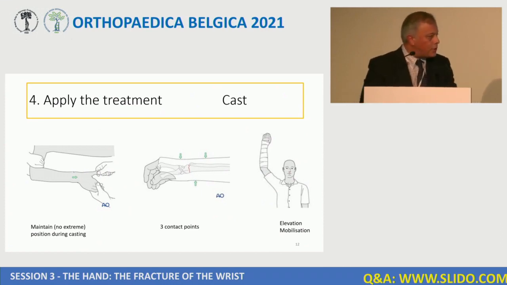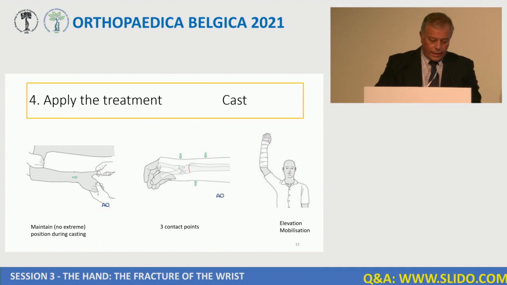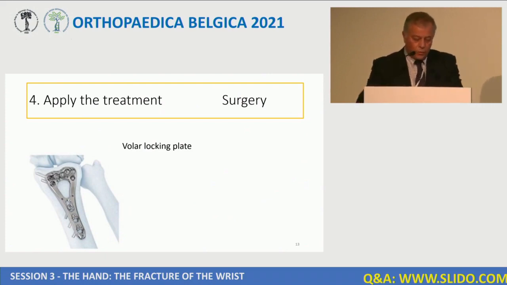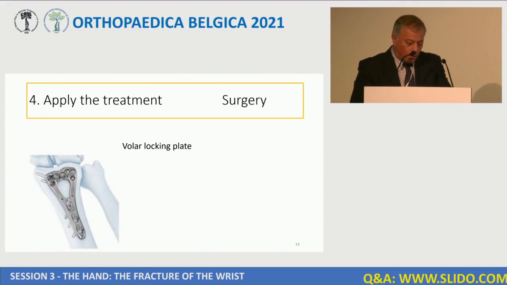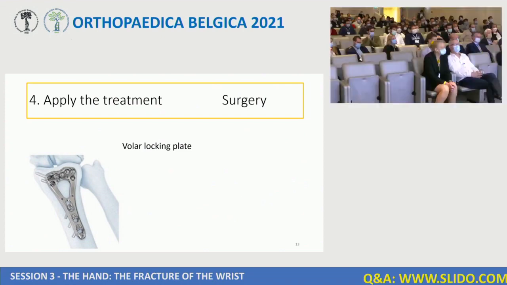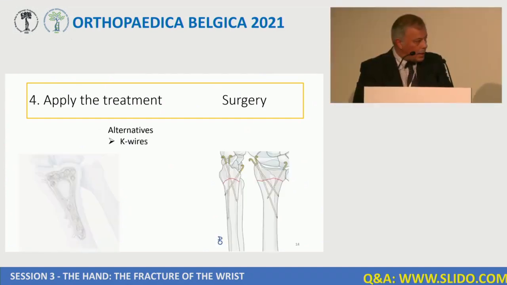Mobilization of the fingers and elevation of the limb is encouraged to avoid swelling and limitation of mobility thereafter. When surgery is required to reduce and stabilize the distal fracture, osteosynthesis is currently performed in most cases by a volar locking plate. This technique has few complications and shows, in the different series, results among the best in the different forms of fractures.